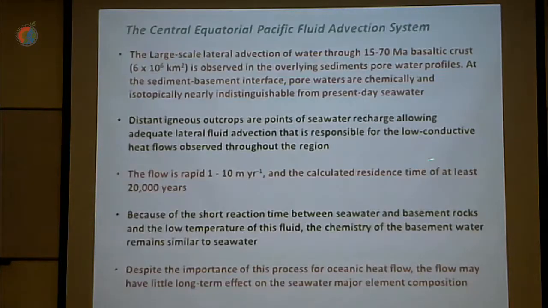The idea behind it was that the return to seawater is that there is a fluid system in the upper igneous basement. And this fluid system is a seawater fluid system. That means it's low temperature, it does not alter the chemistry. And when we modeled this system, we came up that this flow rate is about 1 to 10 meters per year, but it's flowing quite rapidly. And the residence time is not very long, about 20,000 years. So the seawater at low temperature has not changed its chemistry because the reaction time was too short. It affects the heat flow, but it doesn't affect the chemistry of this fluid.